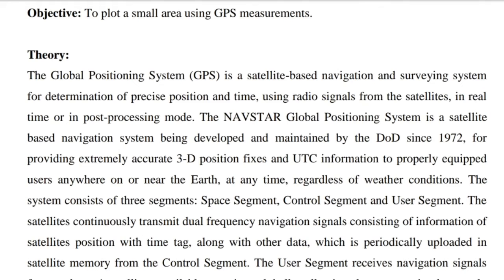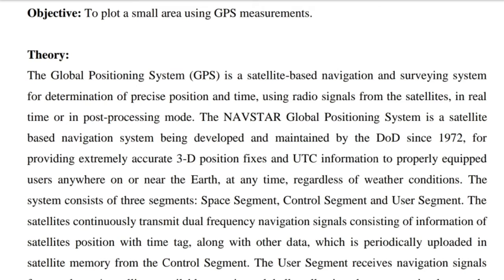Theory: the Global Positioning System (GPS) is a satellite-based navigation and surveying system for determination of precise position and time using radio signals from the satellites in real time or in post-processing mode. The NAVSTAR Global Positioning System is a satellite-based navigation system being developed and maintained by the DoD since 1972 for providing extremely accurate 3D positions, velocity and UTC information to properly equipped users anywhere on or near the Earth at any time, regardless of weather conditions.